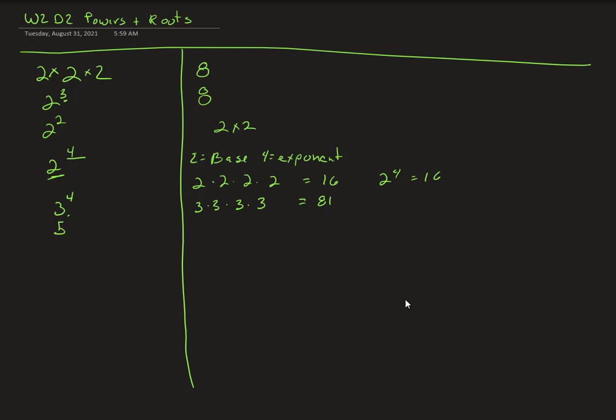5 to the third, what would that be? Right, 5 times 5 times 5 should come up to 125. How about 4 to the fifth? All right, so we have 4 times 4 times 4 times 4 times 4, right? So we take 4 and we multiply it by itself 5 times. There's our 1, 2, 3, 4, 5.